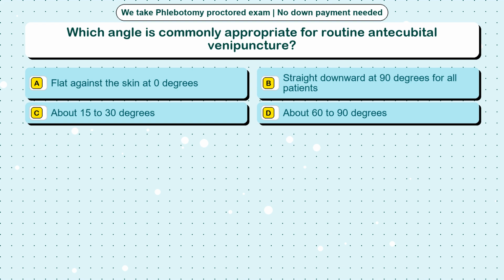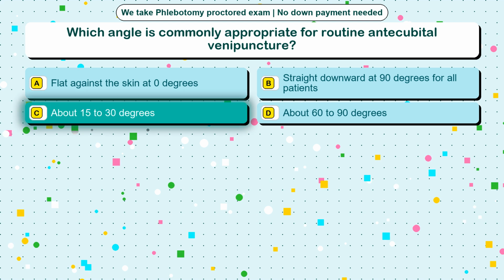Question 49. Which angle is commonly appropriate for routine antecubital venipuncture? Option A. Flat against the skin at 0 degrees. Option B. Straight downward at 90 degrees for all patients. Option C. About 15 to 30 degrees. Option D. About 60 to 90 degrees.